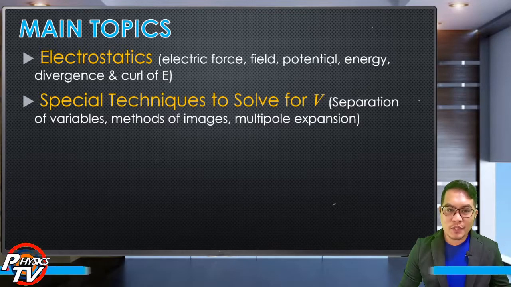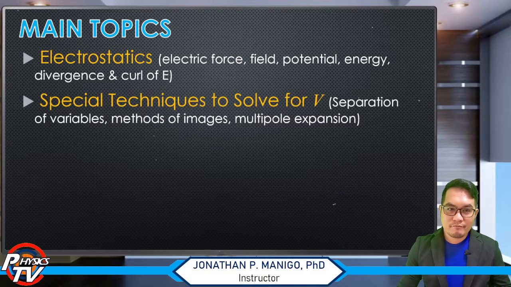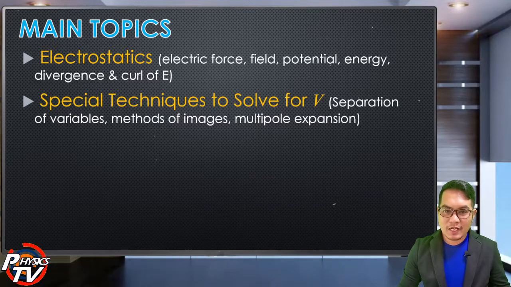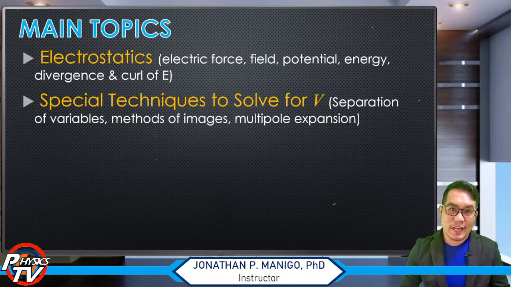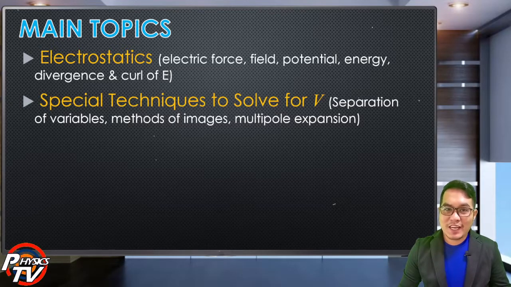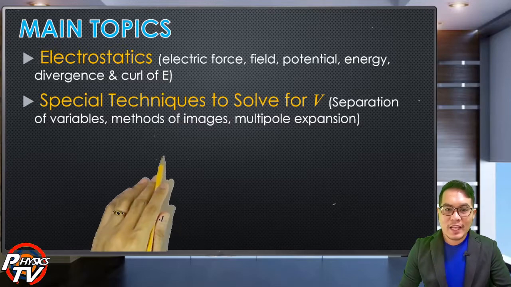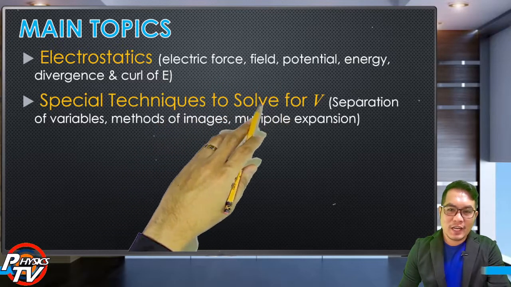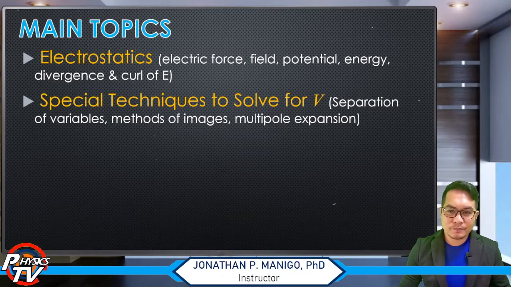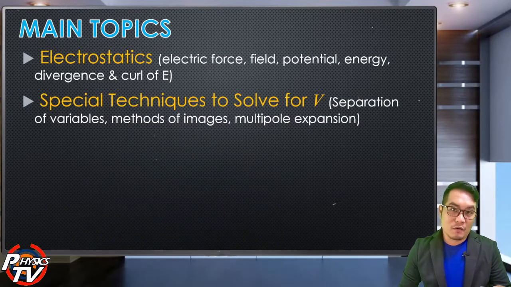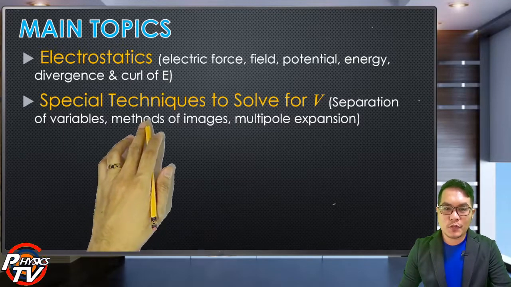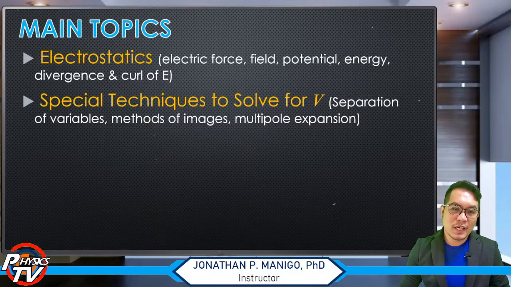Before we go to the electric field's interaction with matter, we must first study special techniques on how to solve the electric potential. Once you solve the electric potential V, it's actually a gateway to all of the electrostatic quantities. If you know V, you can solve for the electric force, electric field, electric potential energy, and so on. There are different techniques. Of course, one is the separation of variables. We will also introduce the method of images and multipole expansion.